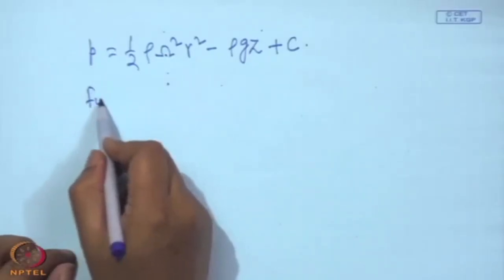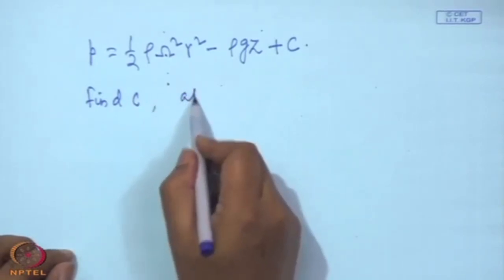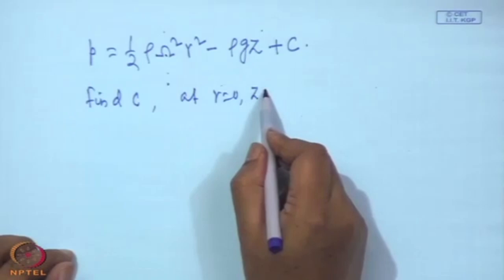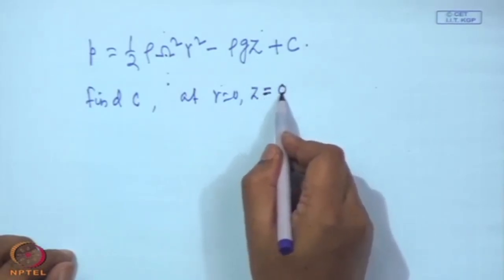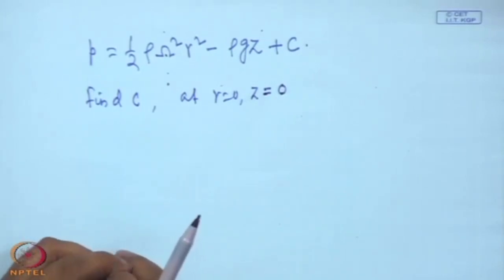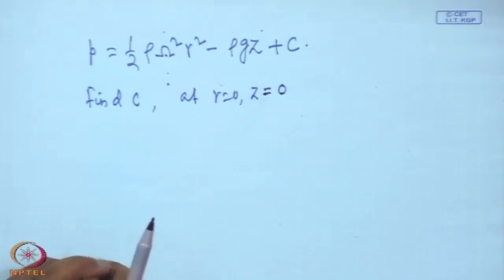The midpoint is the minimum height. At the middle, it is the minimum height. At the wall, the height is maximum, at the middle, height is minimum. So, we can call it z minimum or z min. Then, what is the final form? So, evaluate C, find C at r equal to 0, z equal to zero.